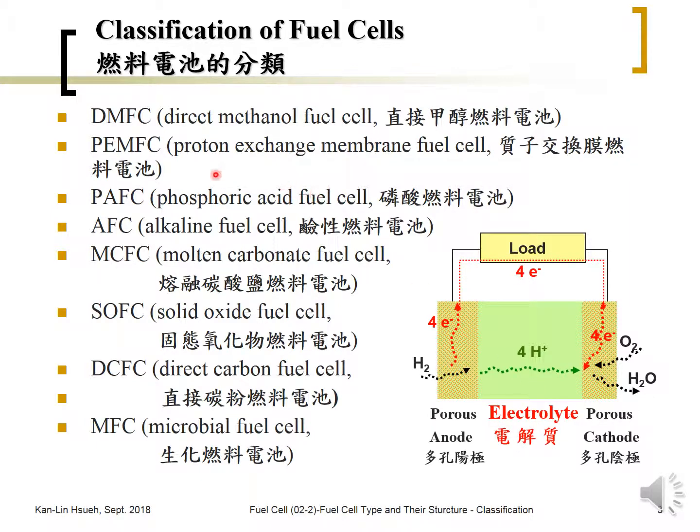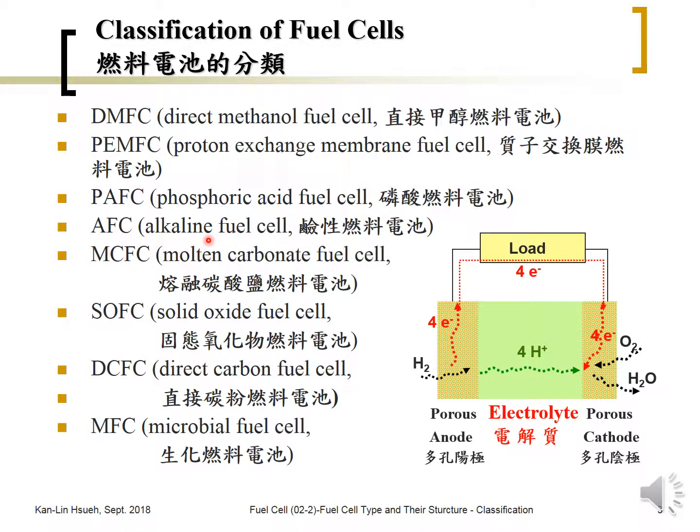For instance, for the proton exchange membrane fuel cell, the electrolyte is actually a solid polymer. The polymer has the function of proton exchange and can transport the proton, so we call it the proton exchange membrane fuel cell. If the electrolyte is a porous polymer saturated with phosphoric acid, then we call this type of fuel cell a phosphoric acid fuel cell.